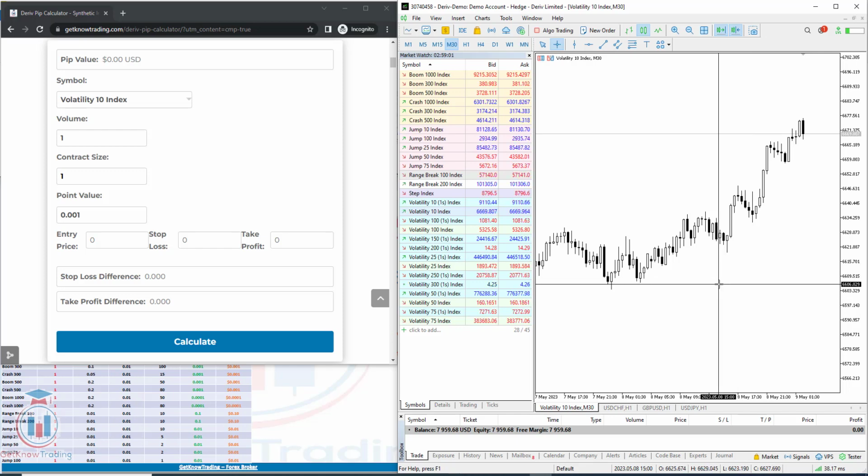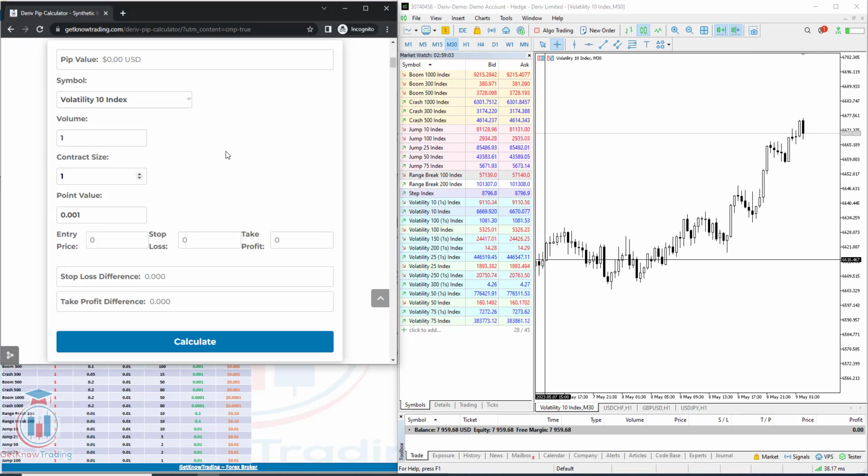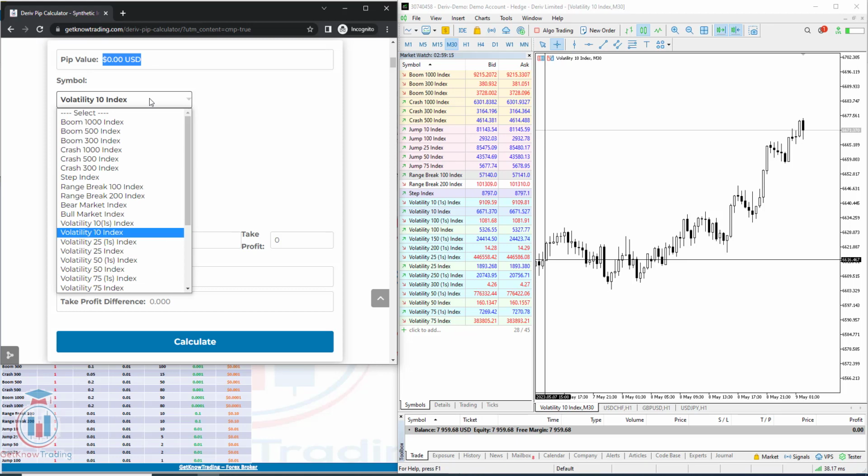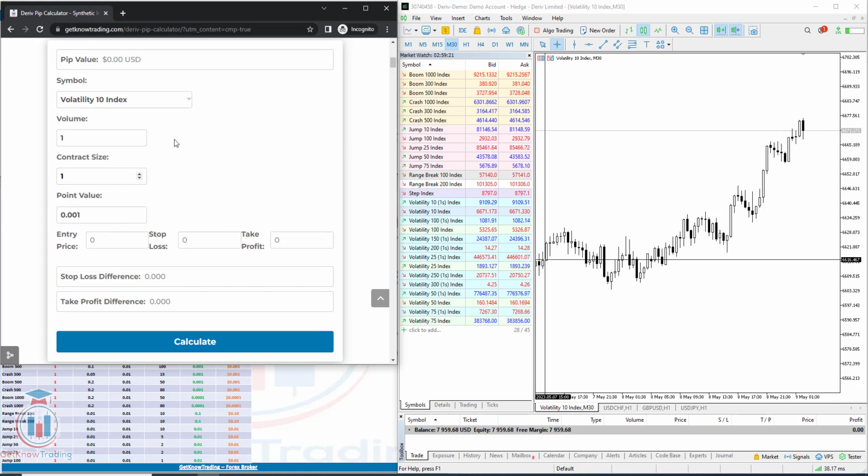So, how to start? First of all, take a look here in the Pip calculator. In the Pip calculator on the upper side you have what is the Pip value in the currency. When you click calculate you will get the value here in the US dollar. In the symbol you have a drop down menu where you need to select volatility, in our case Volatility 10 Index, and the Pip calculator will automatically populate the contract size and also the point value.